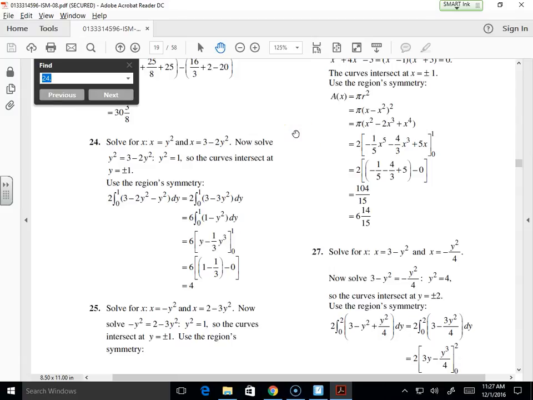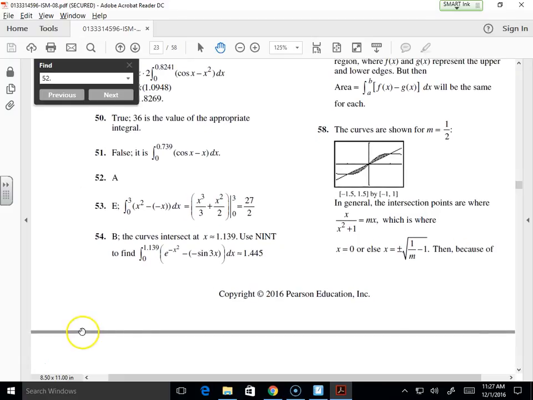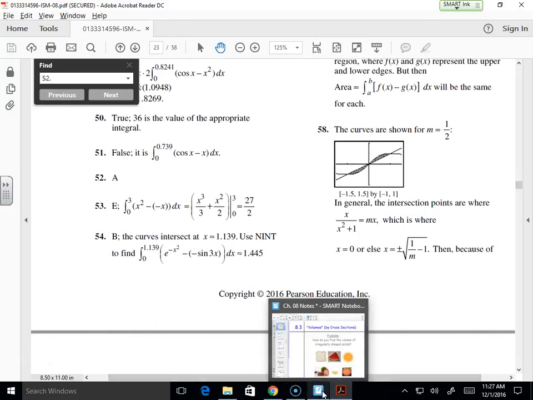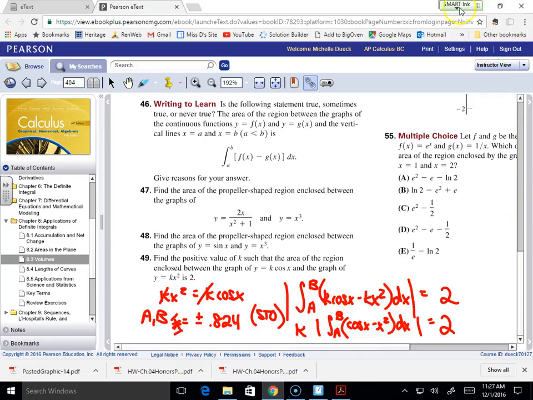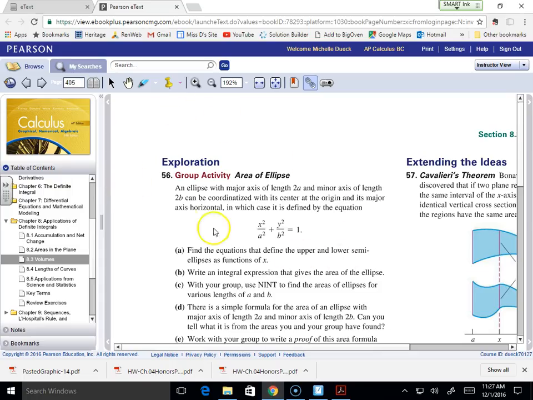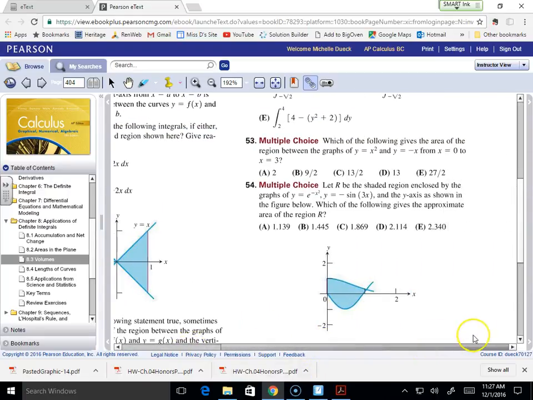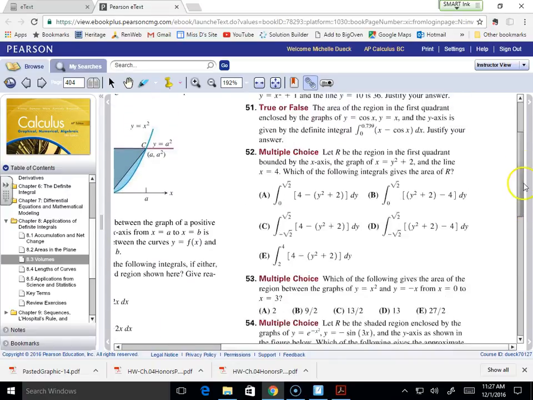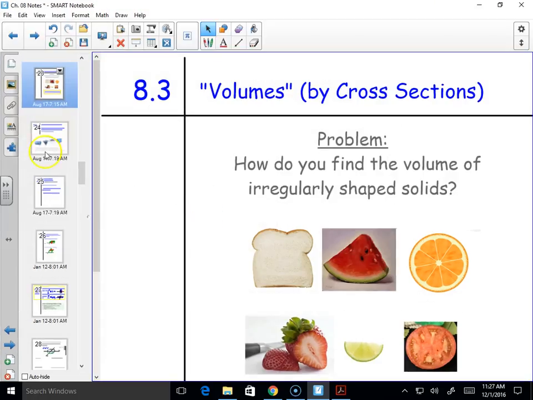Next one, number 52. Final answer is A. This is the one where you have to look at the graph to see which one was greater, because you can't just use a shortcut with absolute value. And then 54. What did you put for your answer? 54 was B, 1.827. 52 was A. You probably get to do it by hand. Did I give you all the multiple choice? Yeah, 52 and 55.